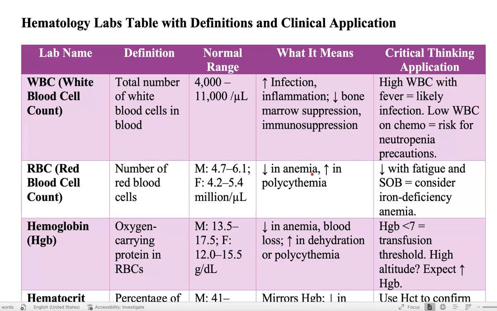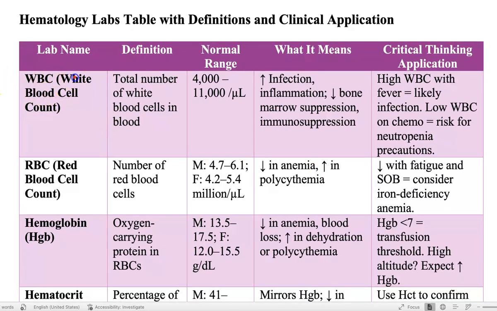So when we talk about hematology labs, let's talk about WBC first. Okay, what does that mean? First is the total number of white blood cells in the blood. Now, what is the normal range? 4,000 to 11,000 per microliter. Now, what does it really mean?